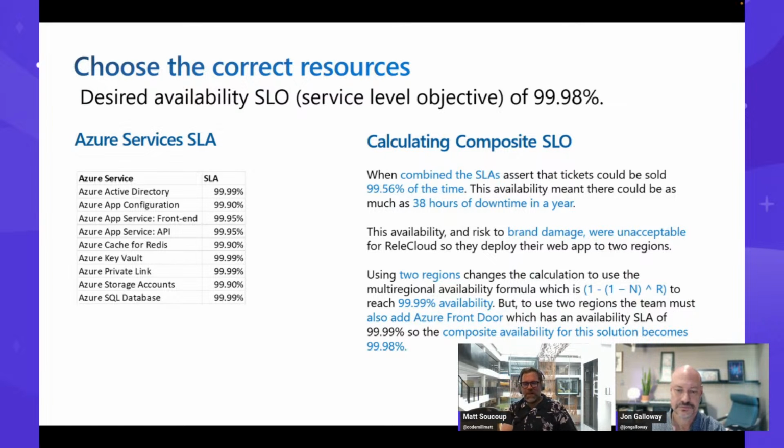Problem is, though, you have 2 different regions, right? How do you route traffic between those? Mm-hmm. You need to add something in front of that. And so like Front Door is the thing to do. That has a 99.99% uptime. Multiply that together, and so now you get 99.98. Okay. That's crazy. So much math involved. Who would have guessed?